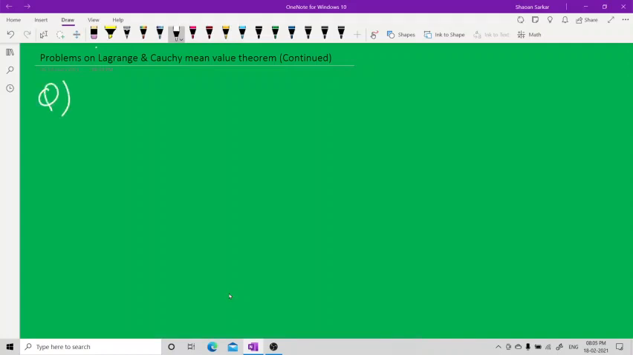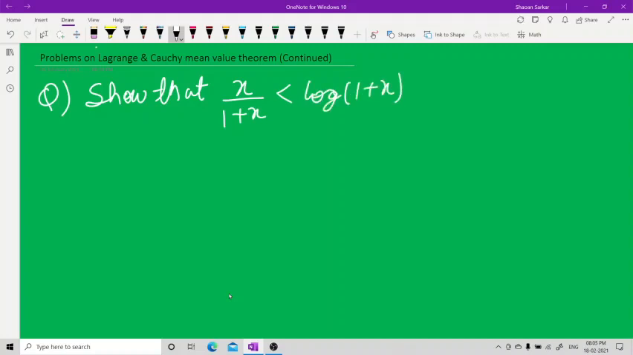The question is: show that x upon 1 plus x is less than log 1 plus x, which is less than x, for all x greater than 0. Now this we will do in two different methods. Method 1, Lagrange mean value theorem.